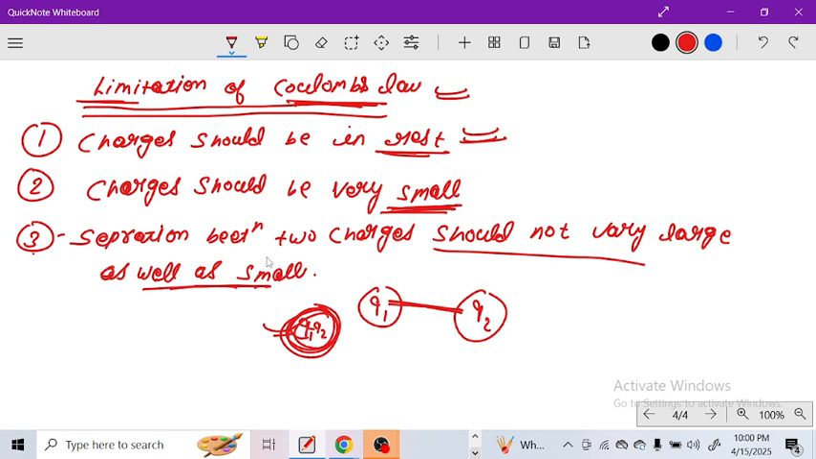This is the limitation of Coulomb's law. Whenever we have to apply Coulomb's law, we have to know these limitations. So next, write it, Kavya. Sir, 1 minute, sir.